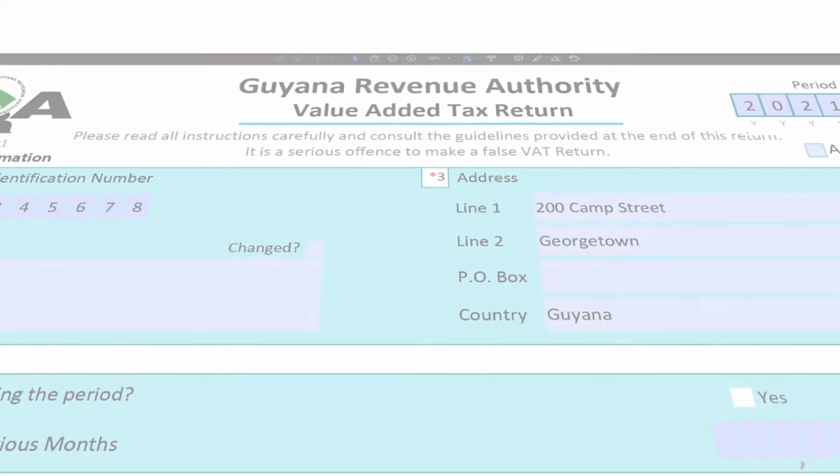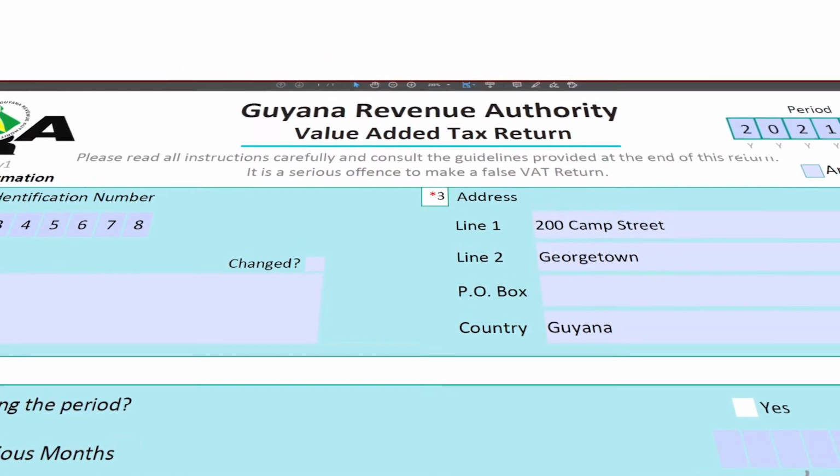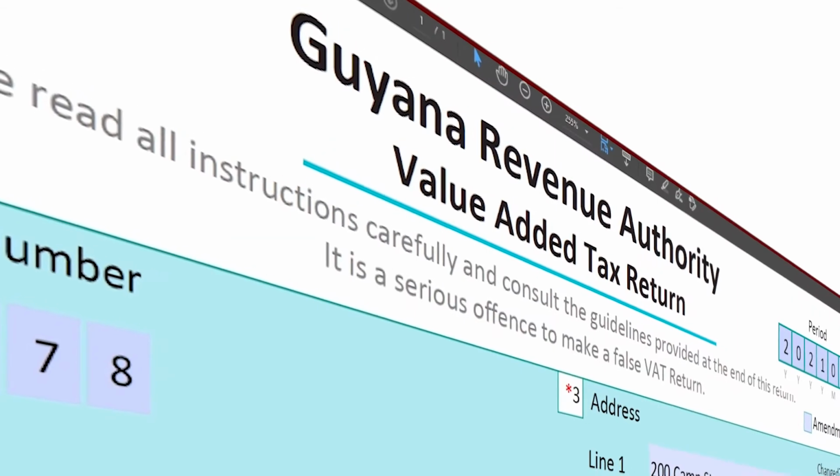Optimal Revenue Management System, VAT Return. This video is a step-by-step demonstration on how to complete the new value-added tax return.